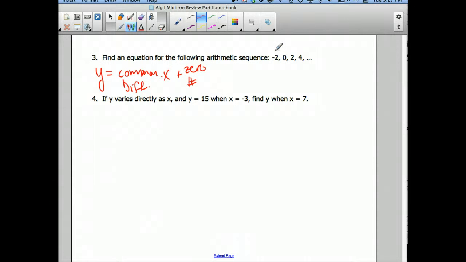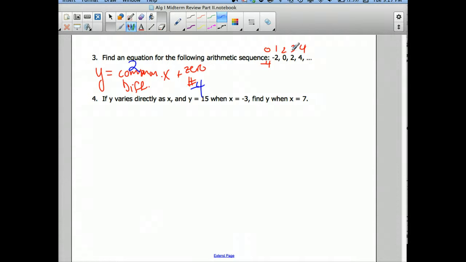x is 0. So here x is 1, 2, 3, 4 for the first, second, third, fourth term. So our zero number is going to be whatever continues the pattern back here. So since it's going up by 2's, continue it back, this has to be a -4. So our zero number is -4, and our common difference is a +2.